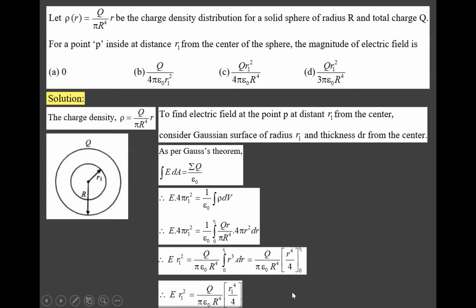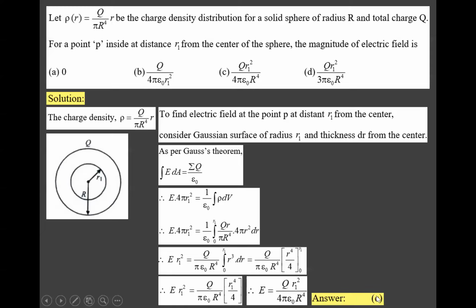So you can write E r1 square equal to Q upon pi epsilon 0 capital R raised to 4, times r1 raised to 4 by 4. This r1 square and r1 raised to 4 will give you r1 raised to 2. So you will get E equal to Q r1 square upon 4 pi epsilon 0 capital R raised to 4. So as per the given options, our answer will be C. Clear to all of you?